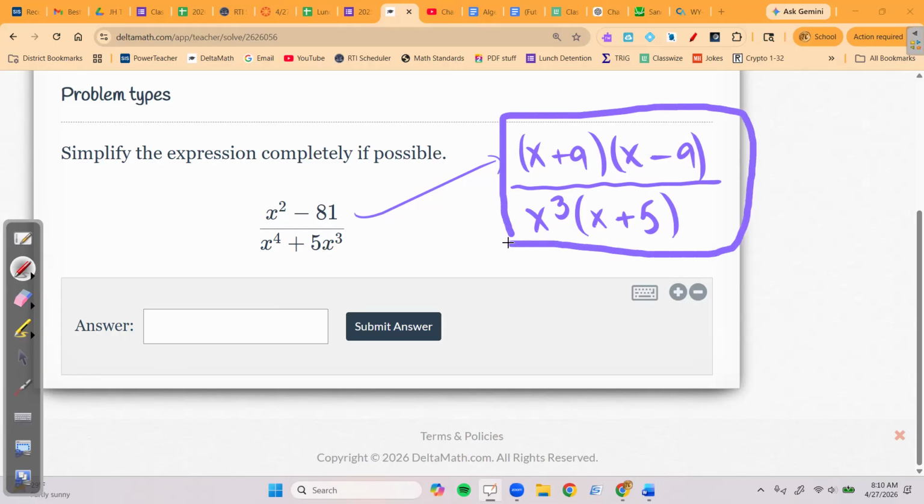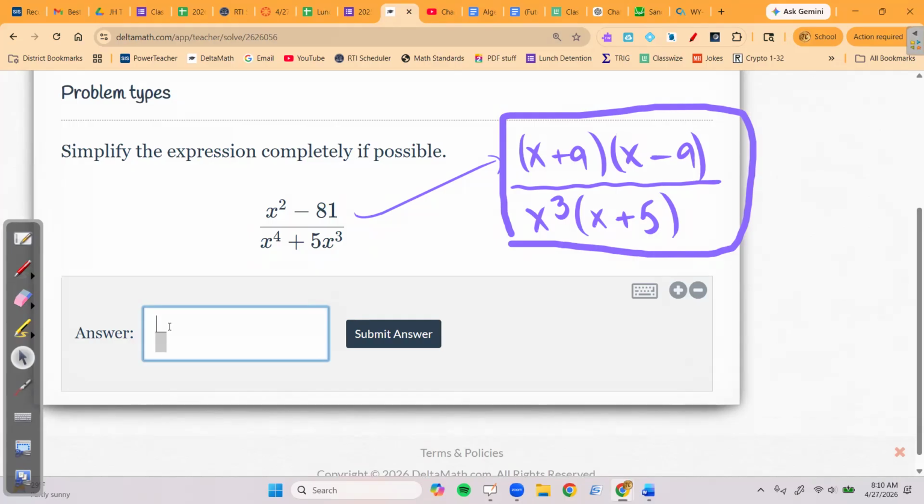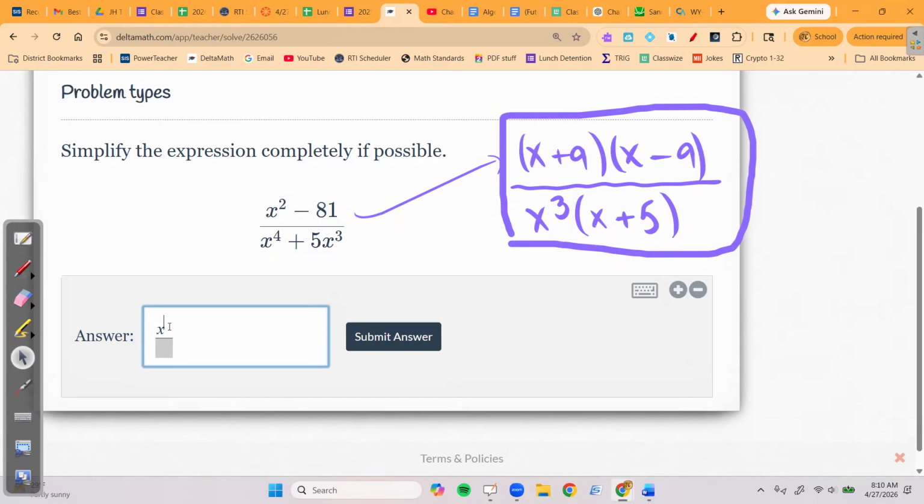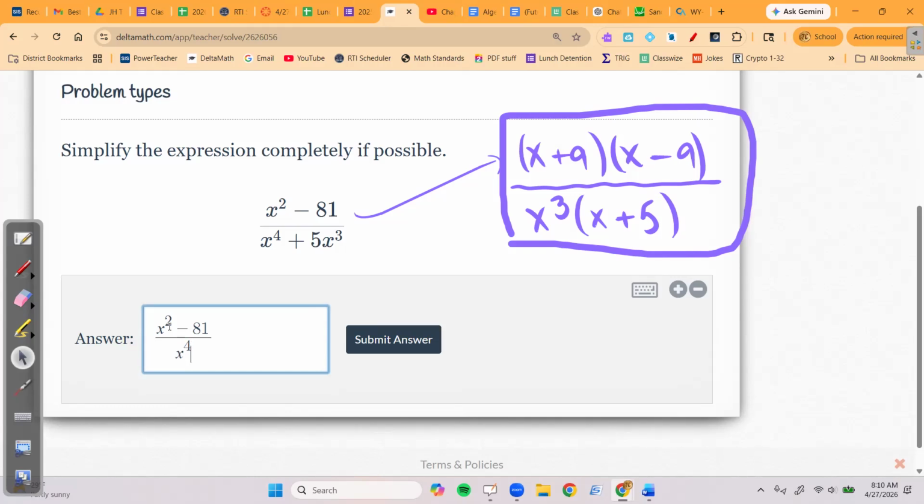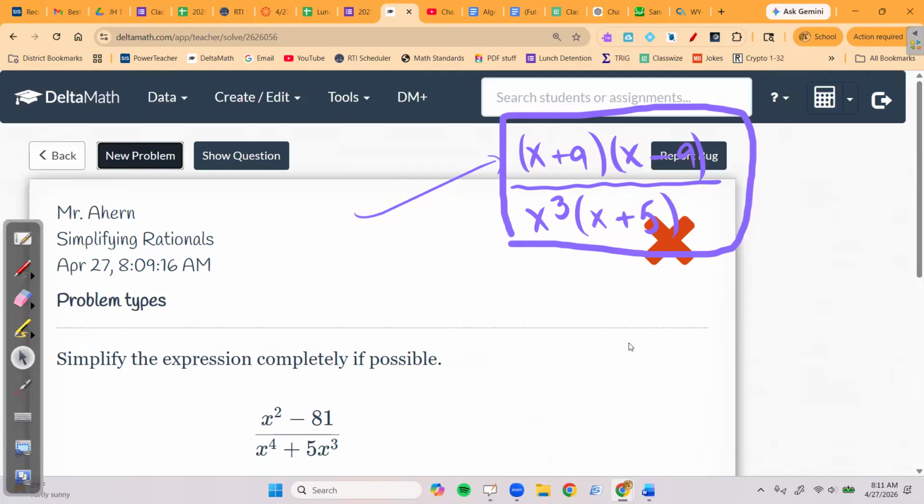That's fine, right? And if Dallon's like, well, heck with that, I'm just going to type it in the way it is in the problem, then Dallon could just type in what the problem says. So like x squared minus 81 over, what is that, x to the fourth times x plus 5. Yeah, because sometimes you just get a situation where there's nothing to do.